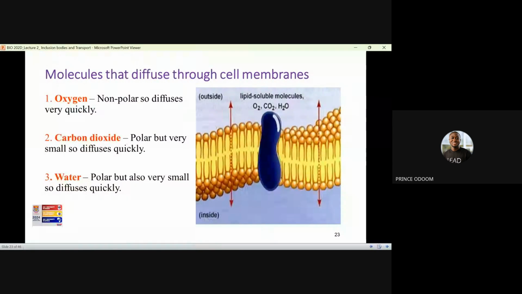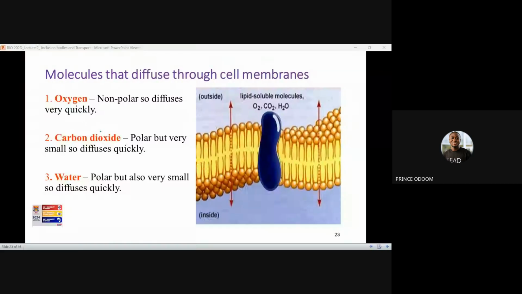So let's look at molecules that diffuse through the cell membrane. We have oxygen, carbon dioxide, and water. These are very small molecules, and so they are able to easily pass through the phospholipid bilayer in and out of the cell. Oxygen is very small, it's a gas. Carbon dioxide and water are also very small, and so they are able to find their way quickly through the phospholipid bilayer.